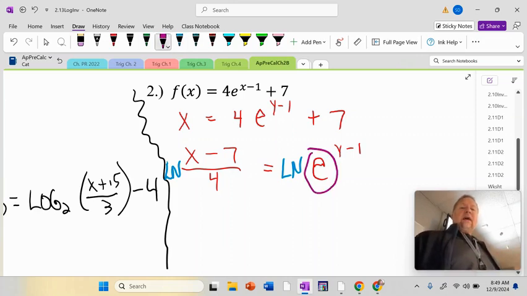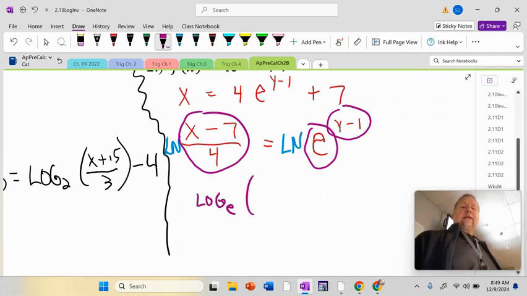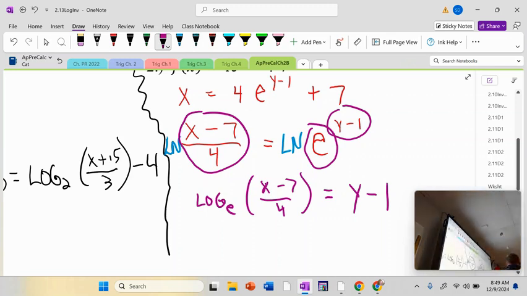Base, exponent, answer. Base is log base e of the answer, (x minus 7) all over 4. I think parentheses are a good idea. Equals exponent, the whole idea of a logarithm. By the way, ln of e raised to the y minus 1 is just y minus 1. So it still results in the same thing I'm talking about here. ln is log base e, so you are log base e-ing that (x minus 7) over 4.